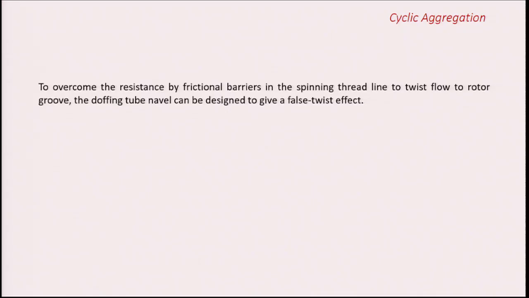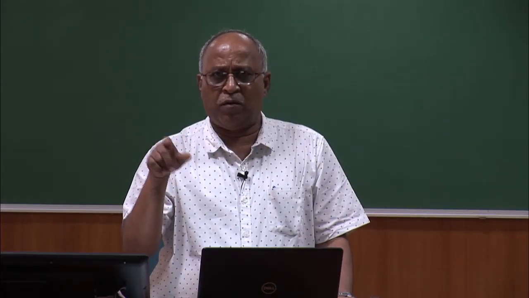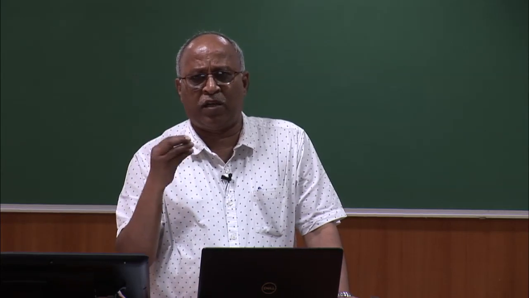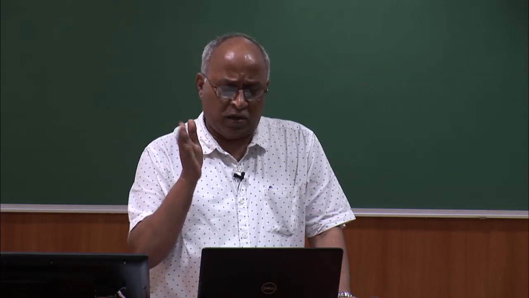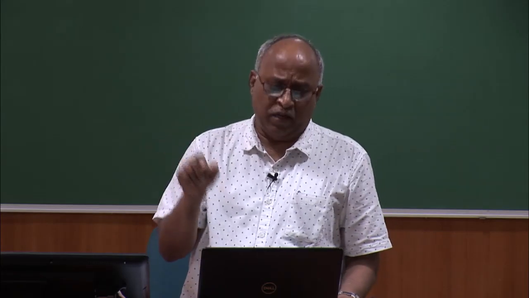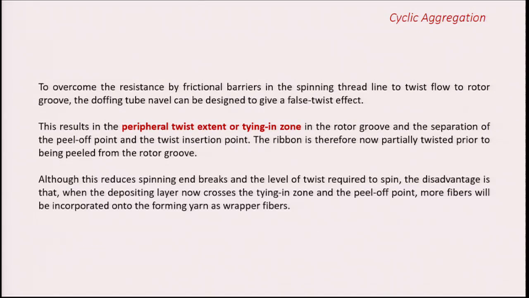Now, in order to overcome the resistance of the friction barrier, as the yarn rotates, the torque flows in and it has to overcome the friction of the fiber to the rotor surface, right. So, if we give false twist, if the navel has grooves, that will give a false twist over there and a higher torque. So, the torque will make the twist flow into the periphery also, the fibers, right. That is called the periphery twist extent or the tying in zone.